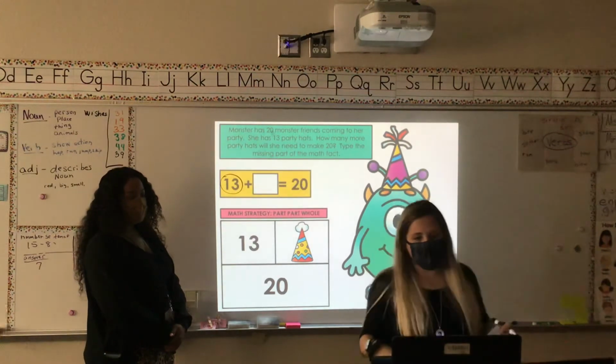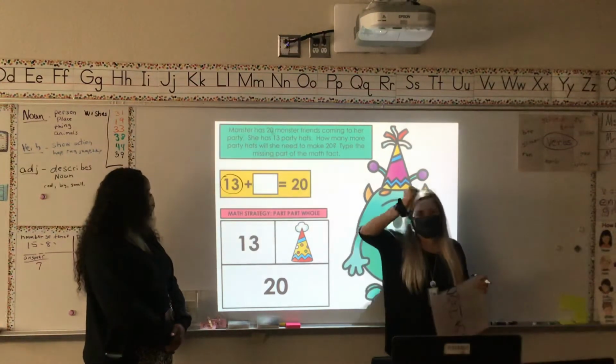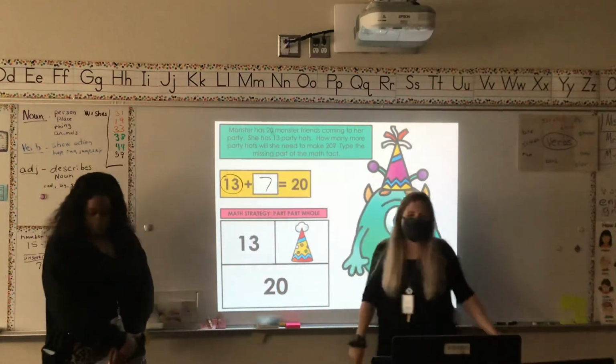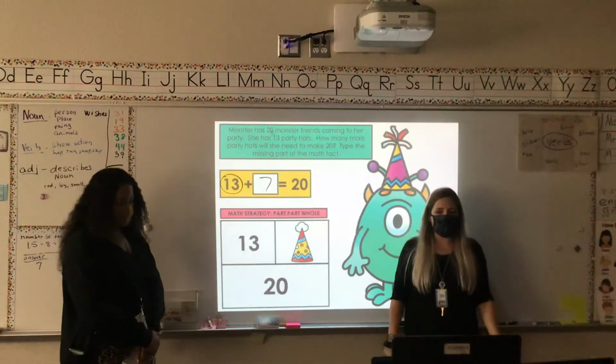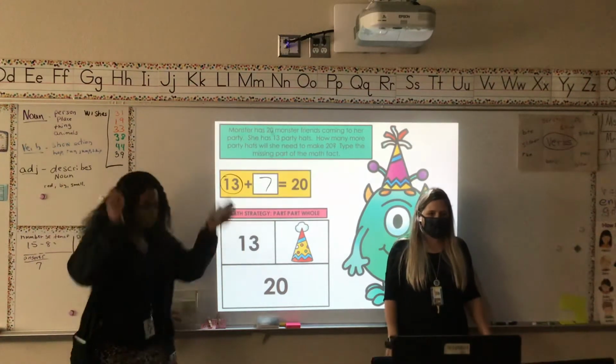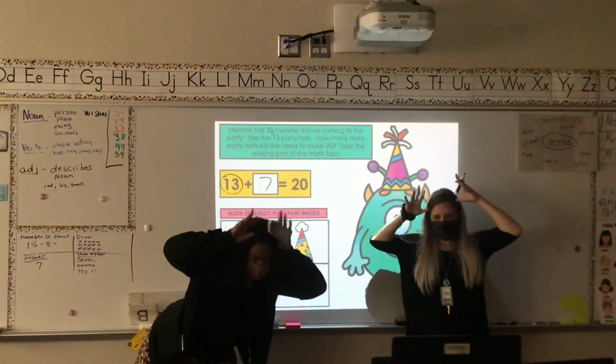Sorry, friends. What she was saying was that she put 13 in her head and then counted up on her fingers. So she got 7. If you had 13 plus 7 on your board, or you found the number 7 as our missing number, give yourself moose ears. Moose ears!